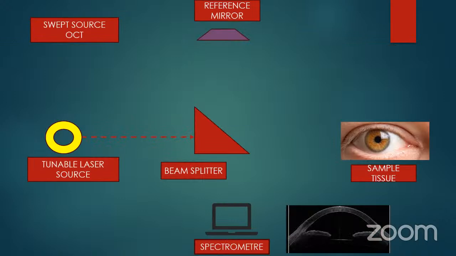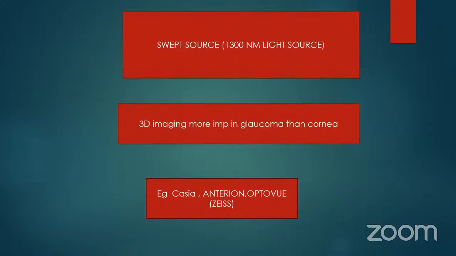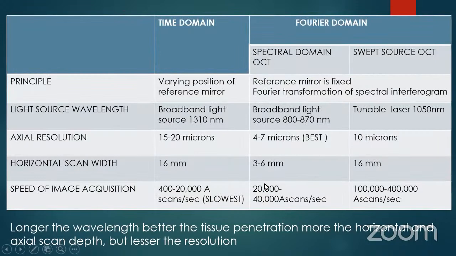Then the third one is swept source OCT, in which the source of the light is different. It's a tunable laser source. Similarly, the beam's spectrum is generated and measured through Fourier transformation. There is a difference of wavelength between spectral domain and swept source. It is more important in cases of 3D imaging. In cases of glaucoma, the examples are Cassia, Entrion, and Optoview, which is of Zeiss.